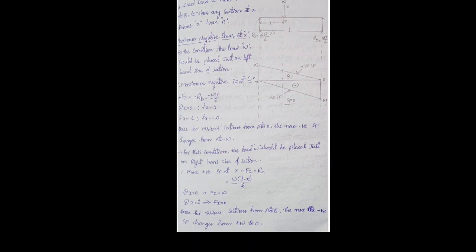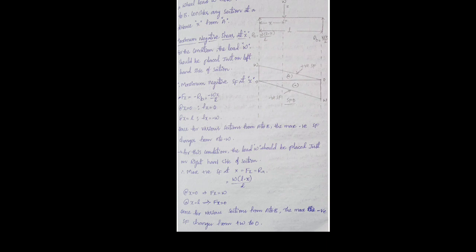Hence, for various sections from A to B, the maximum negative shear force changes from 0 to minus W. After this condition, the load W should be placed just to the right side of the section. Similarly, maximum positive shear force at x, Fx, equals Ra. We know that Ra equals W into L minus x by L. Therefore, at x equal to 0, that is at A, the shear force is plus W.